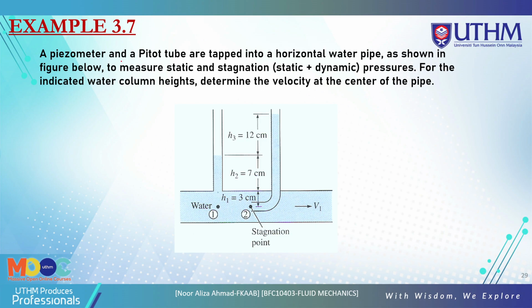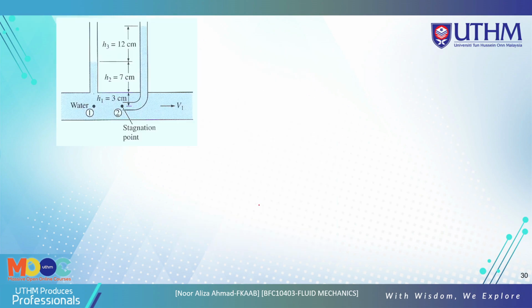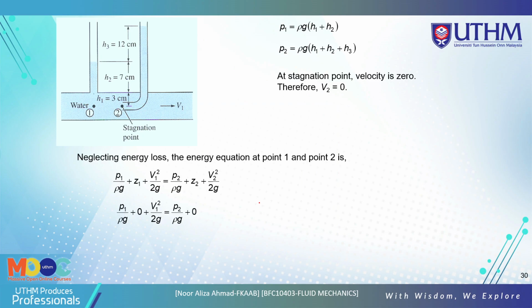A piezometer and a pitot tube are tapped into a horizontal water pipe, as shown in the figure below, to measure static and static plus dynamic pressure. For the indicated water column height, determine the velocity at the center of the pipe. So now we look at the first.